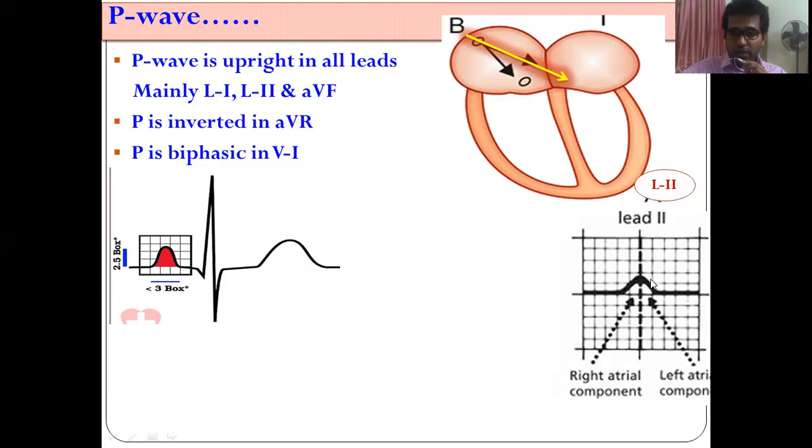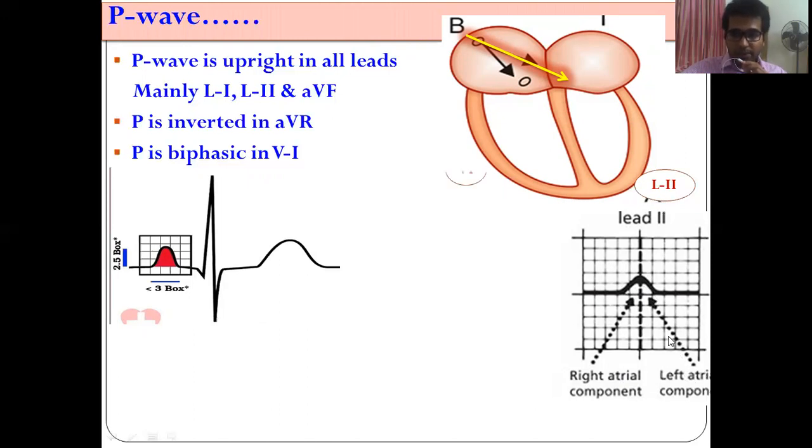And here you can see the P wave is a positive deflection produced by atrial depolarization, where the first half of this wave is contributed by right atrial depolarization, and the latter half of this wave is contributed by left atrial depolarization.